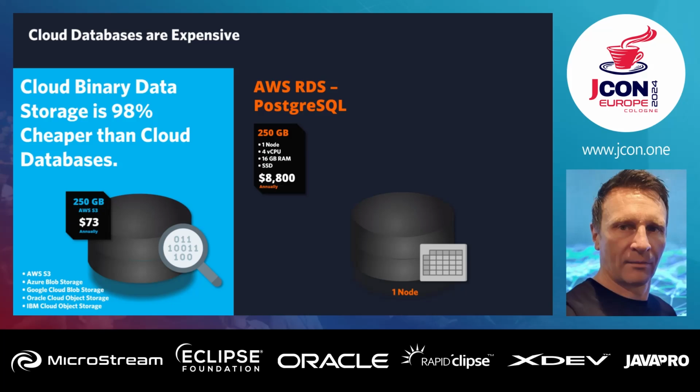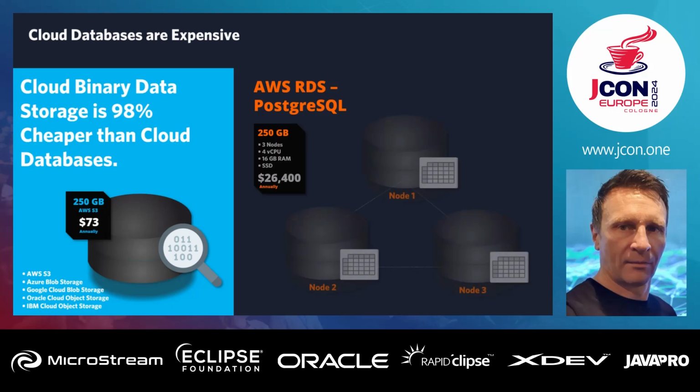PostgreSQL, 250 gigabytes at AWS. I know this depends on the size of your machine. Here's an example: 4 CPU, 16 gigabytes memory, costs you around $8,000 per year, just for one node. If you need high availability, data center replication, then your price will double or triple depending on how many database nodes you want to run.